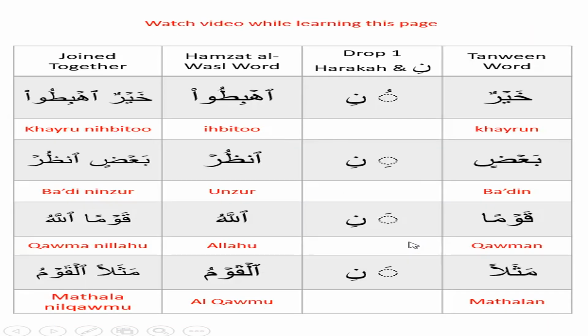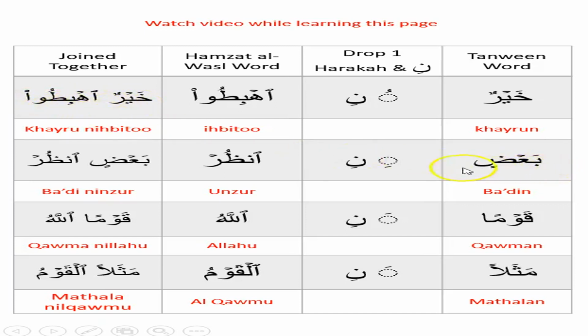And here we can do some examples. I've laid it out in a way that you should be able to understand very well. Here, the Tanween word is khayrun, and the Dhamma is what we'll be reading, and then we will turn the last Noon sound into a Noon with a Kasra. The second word is ihbitu. So we have khayrun ihbitu.